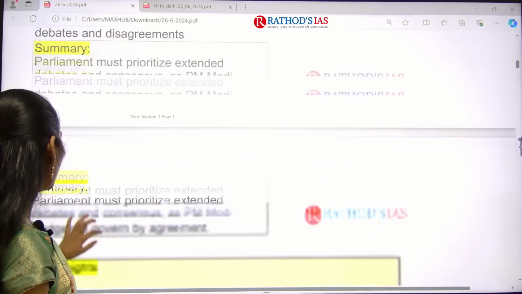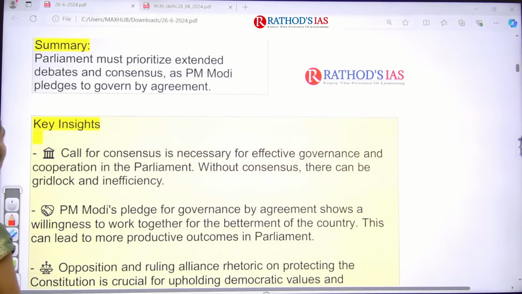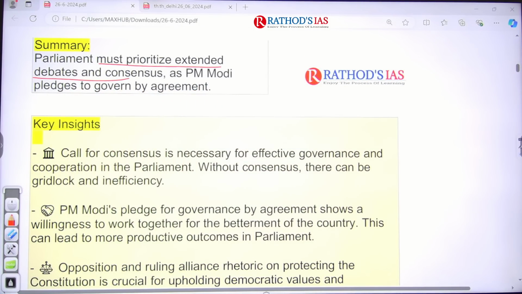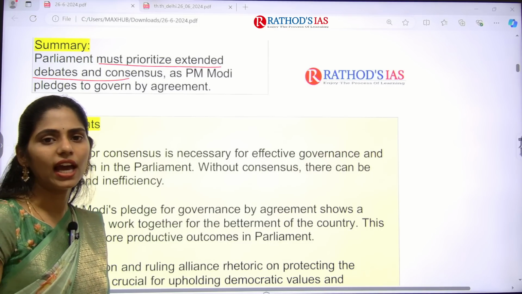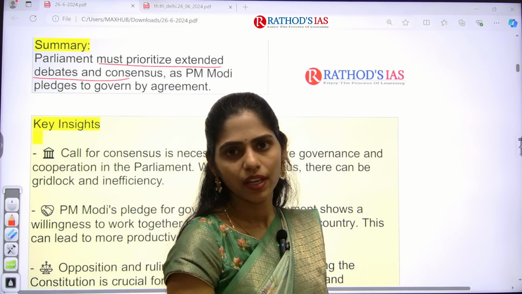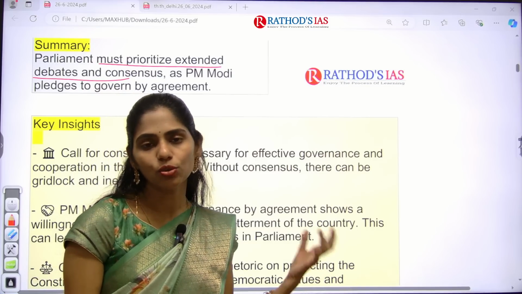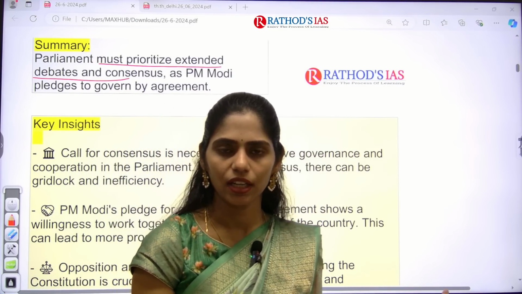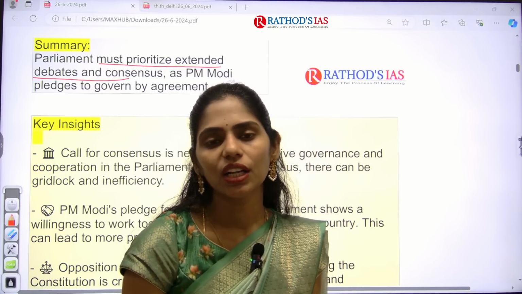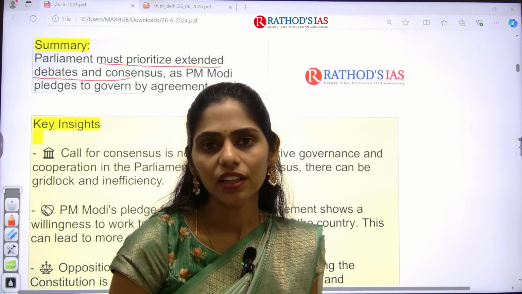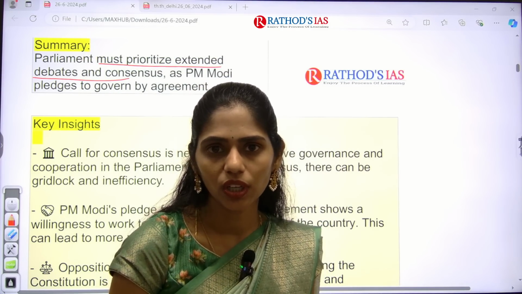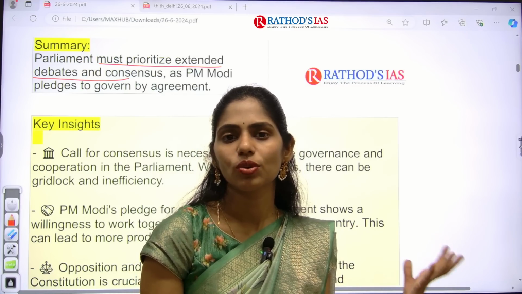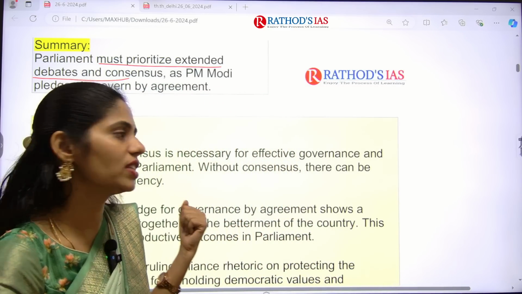Okay, the summary of this article says that Parliament needs to prioritize extended debates and consensus, okay, so that we can have a good governance process, right? So we need the opposition party to question the policies and laws that the ruling party is coming up with. So here the ruling party will be made accountable by this opposition party only. So we need to have enough discussions, debates, and as well as consensus. So this is the idea of this article.